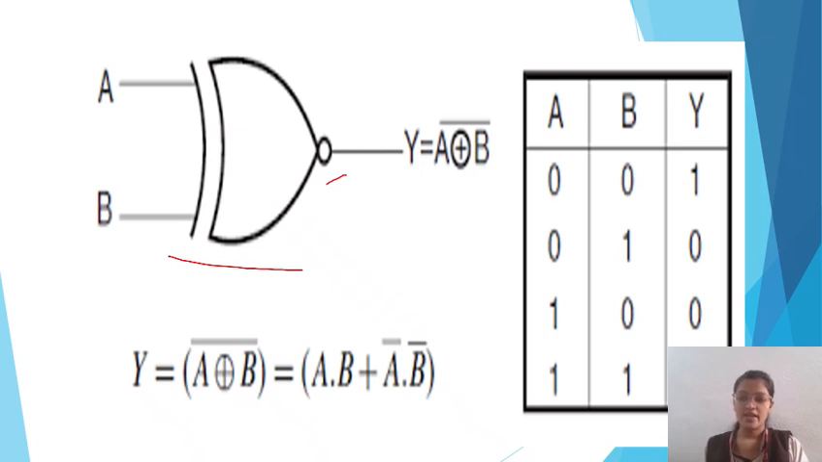In the truth table, here A is taken as 0 and B is taken as 0. An even number of ones, it means zero ones, so the output becomes 1. Here A 0, B 1, an odd number of ones, so the output becomes 0. Here A 1, B 0, an odd number of ones, so the output becomes 0. And A 1, B 1, an even number of ones, so the output becomes 1. So this is about the logic gates.